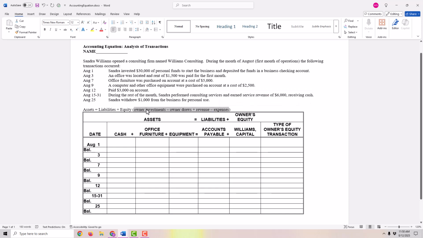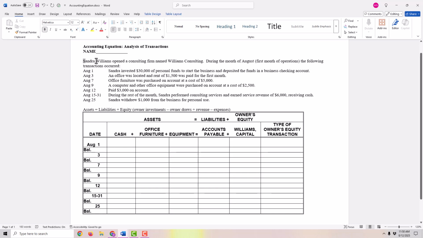To save space, I'm going to put these 4 different types of transactions in this column. And then over here on the right, I have a column to just type in the type of equity transaction. I'm only going to do that when something affects this capital column. Okay, so let's get started.